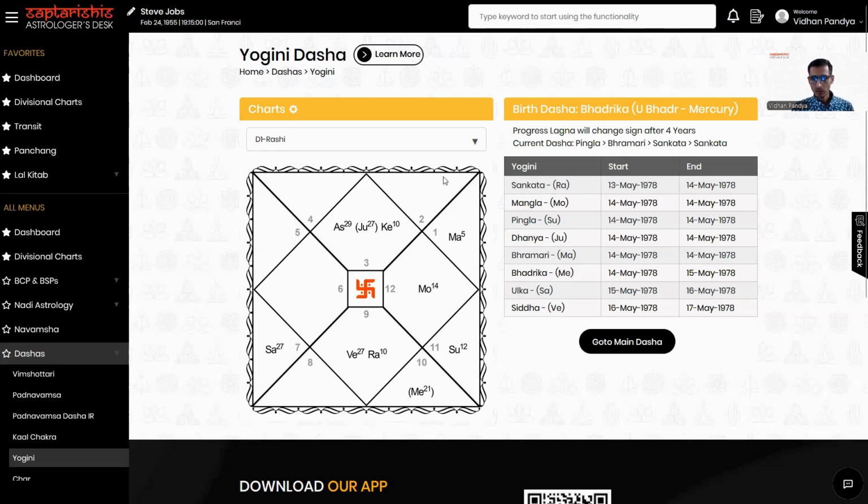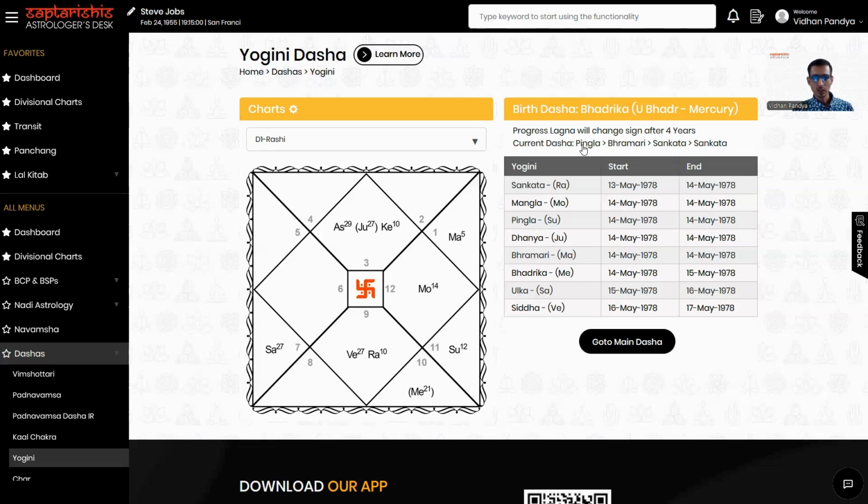So here the Dasha scheme says the Dasha of Pingla, which is Sun. Then we have Brahmari. Brahmari is Mars. Mars is in the 11th house. Then we have Sankata. Sankata is Rahu. And then we have Sankata, again Rahu. So the nakshatra corresponding to this particular Pingla Dasha was Punarvasu.